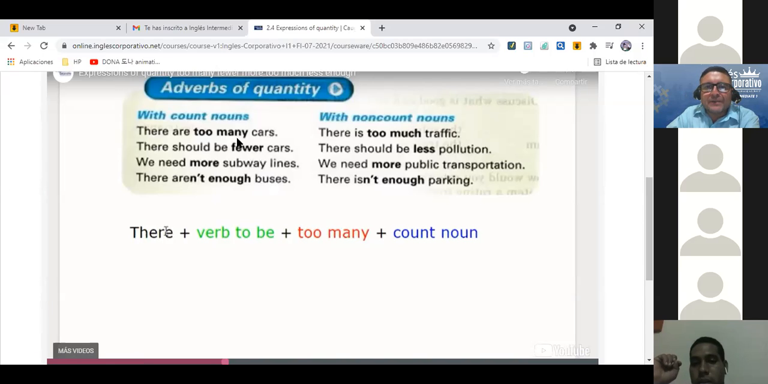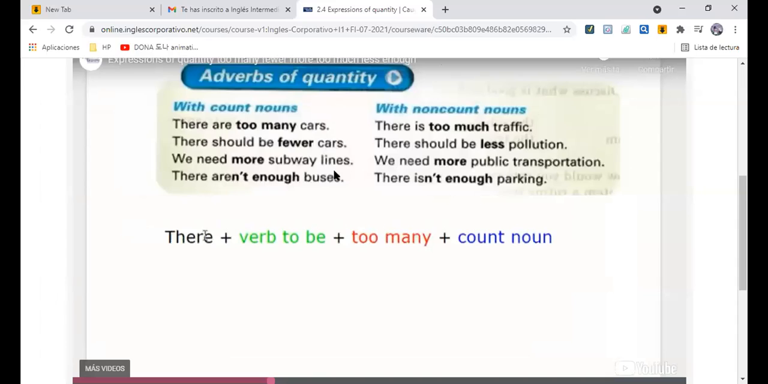What is the meaning of fewer? Menos. Countable or non-countable? Countable. Excellent, very good. Now we go to the other group, the one we have on the right. Now there is too much traffic. Can you count traffic? No, you cannot. Lo puede medir, pero no lo puede contar. There is too much traffic. There should be less pollution. What's the meaning of pollution? Contamination. We need more public transportation, and then you say there isn't enough parking.